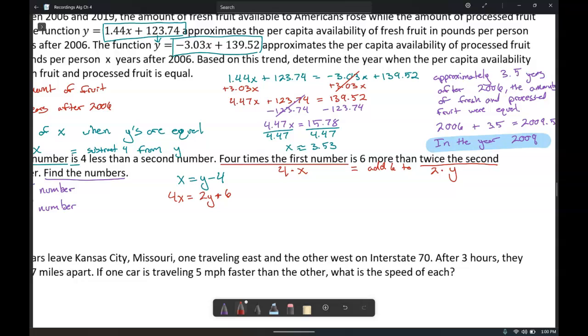Now take a look at the structure and think to yourself, what is the best method or most efficient method that we could use to solve this system? Well, since one of our variables is already isolated, substitution makes the most sense. So we can go ahead and substitute in for x. And we'll go ahead and solve.